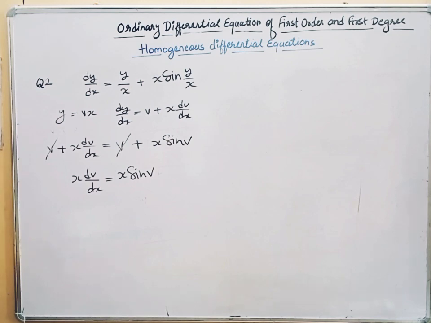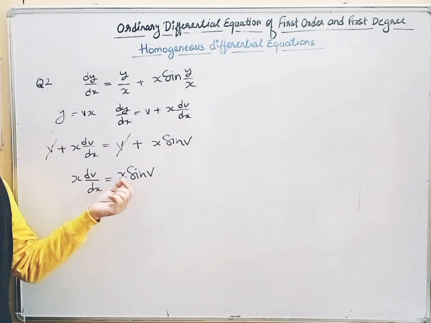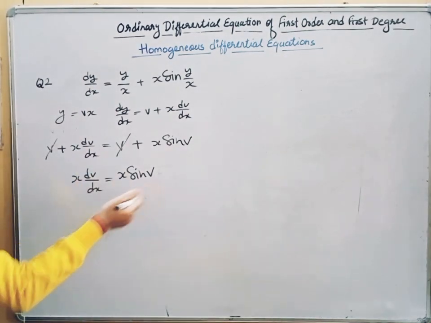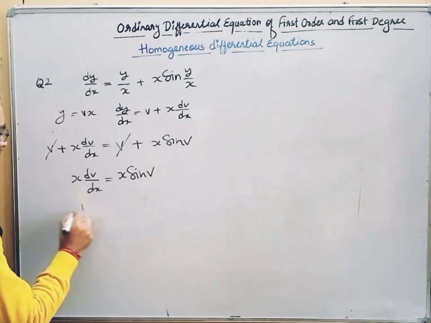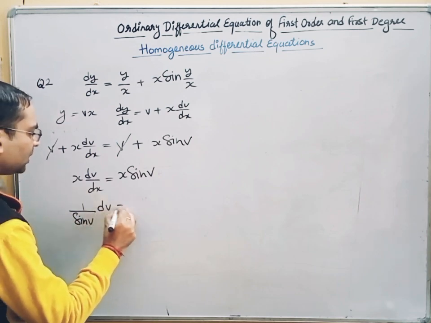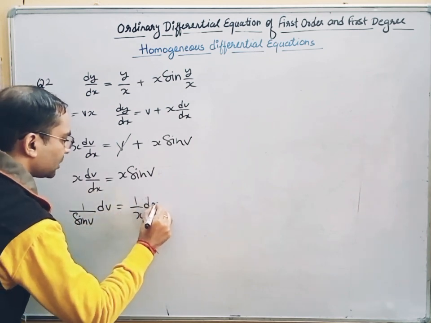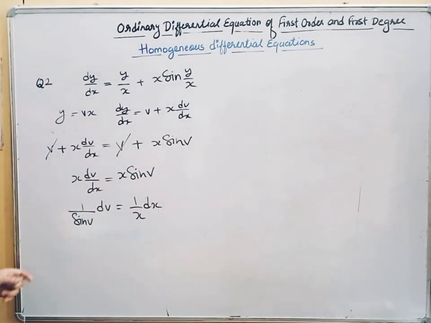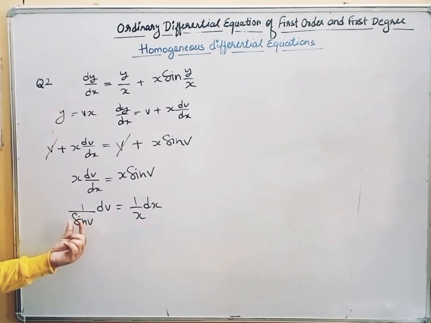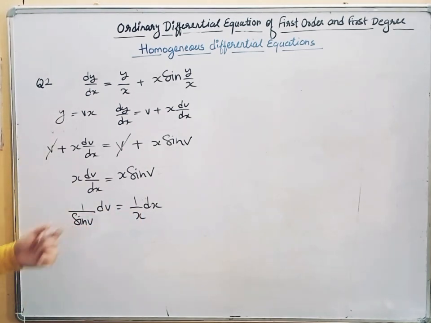So now this equation is in only x and v. Now we need to separate the variables. So let's bring sine v to the left hand side and x and dx to the right hand side. So this will be 1 upon sine v dv is equal to 1 upon x dx. So now you can see this is an equation in two variables, v and x only, and this can be solved using the variable separable method. So we will simply integrate this on both the ends.